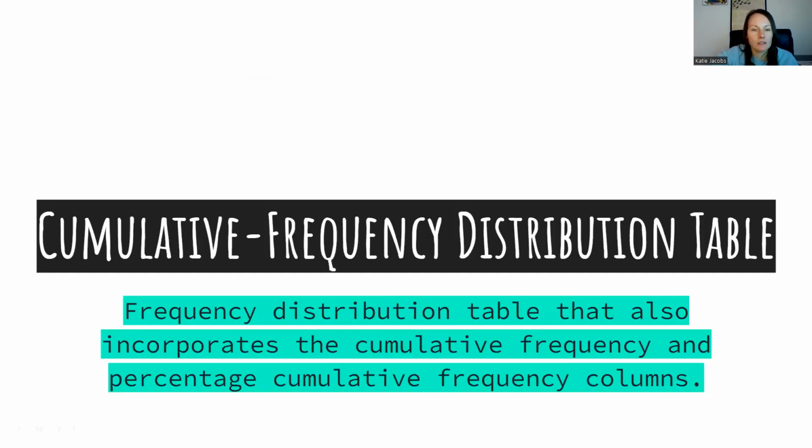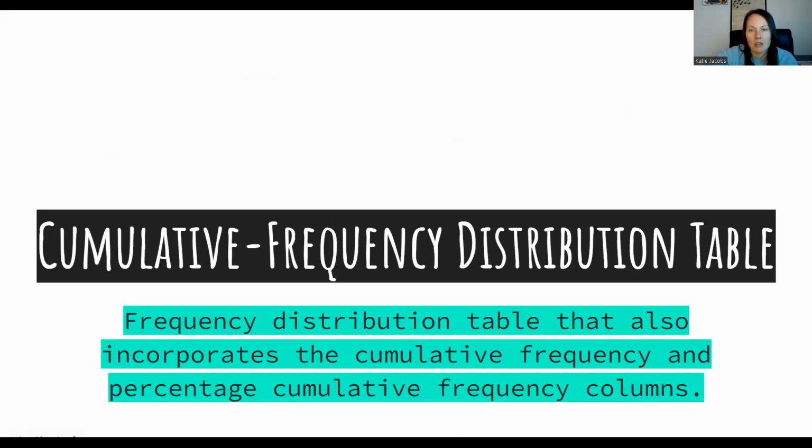All right, so now that we've done our ungrouped frequency distribution table, we can move on to doing our cumulative frequency distribution table. Our definition for this is it's a frequency distribution table that also incorporates the cumulative frequency and percentage cumulative frequency columns. So basically, we're going to use the ungrouped frequency distribution tables that we already learned to do in the last bit of lecture, and we're going to expand upon it.